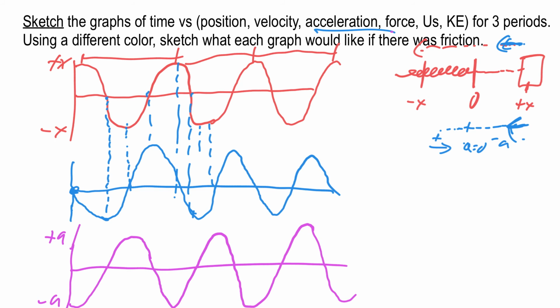Okay, all right, force. To be honest, I'm just going to draw force right on top of the acceleration, because the force, F equals ma, right? So the force, I'll just do it with like a dotted line here. The force and the acceleration are going to be the exact same graph. So this will be our force graph. Force is maximized when acceleration is maximized, and vice versa. So this is also our force, positive F and negative F.